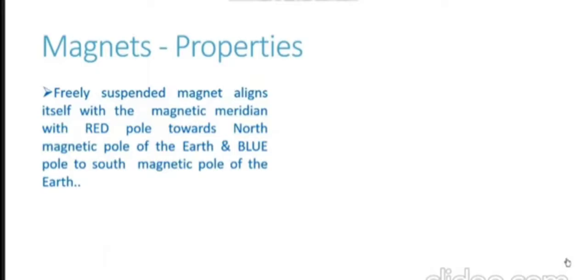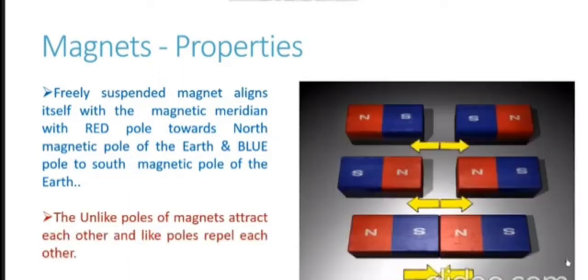We now go into the properties exhibited or shown by magnets. Now magnets show two distinct properties. These are, number one, a freely suspended magnet aligns itself with a magnetic meridian, with the red pole of that magnet towards the north magnetic pole of the earth and the blue pole of the magnet towards the south magnetic pole of the earth. This is the first property. Freely suspended magnet aligns itself in the magnetic meridian or towards magnetic north and south. Red end points towards magnetic north and the blue end points towards magnetic south.